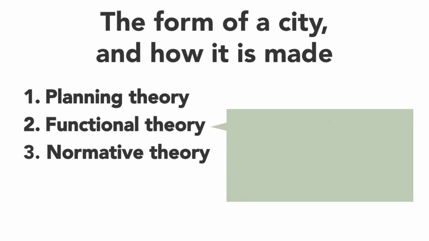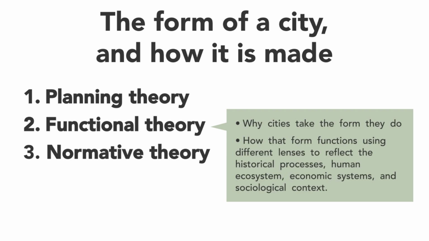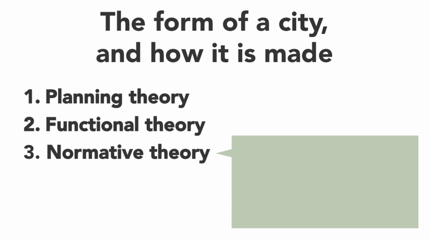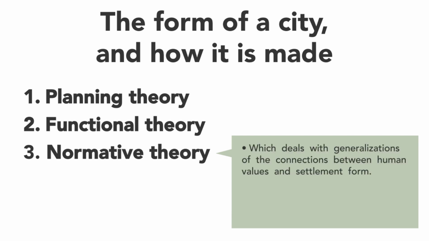There's also the functional theory, which explains why cities take the form they do, and how that form functions, using different lenses to reflect the historical processes, human ecosystem, economic systems, and sociological context. And there's the normative theory, which deals with generalizations of the connections between human values and settlement form, which is the real focus of Lynch's work, and allows us to identify a good city. These identifiable characteristics of city form and function are the reason he has referred to elements of his theory as dimensions of performance. Let's see them.